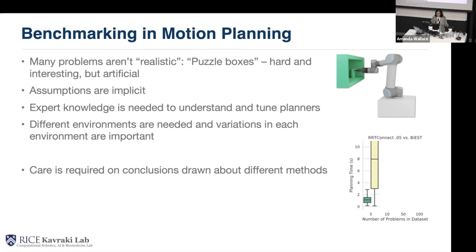For example, if you are talking about manipulation on a table, okay, tabletop manipulation, this is a very different kind of problem than going in a building and finding a particular room and opening a drawer. These are very, very different problems. But sometimes tabletop manipulation can be very easy compared to opening a drawer or picking something from a shelf. And these assumptions are not always discussed.